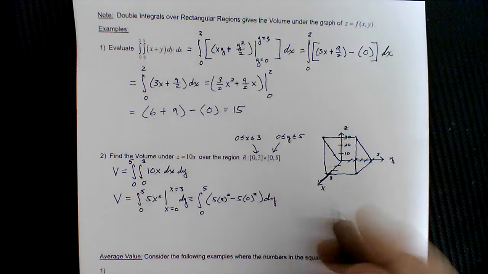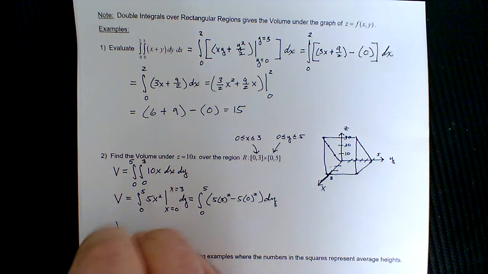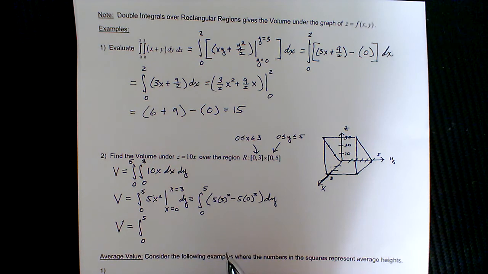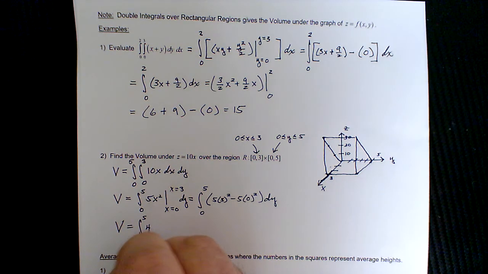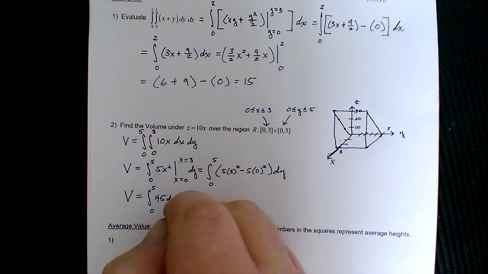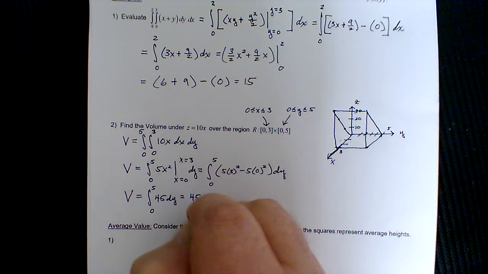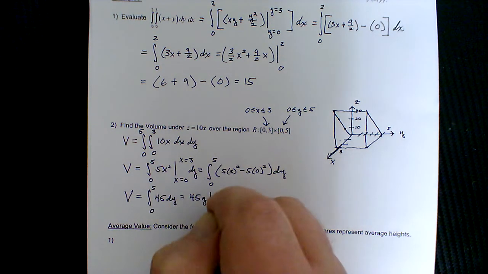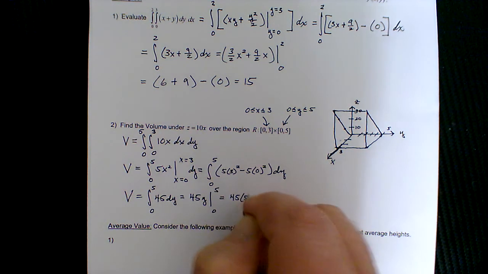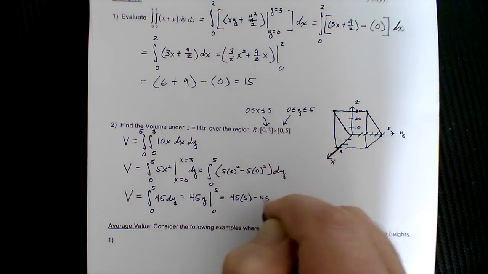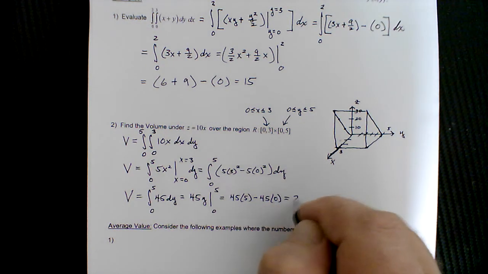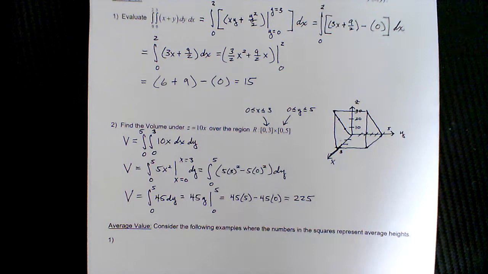Okay, so that's 45. So we get the integral 0 to 5 of 45 with respect to y. And integrating 45 with respect to y, we just get 45y, evaluated from 0 to 5. Upper limit, 45 times 5, minus lower limit, 45 times 0. And that looks like it's 225.